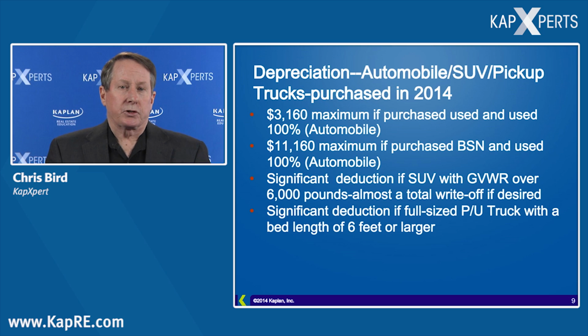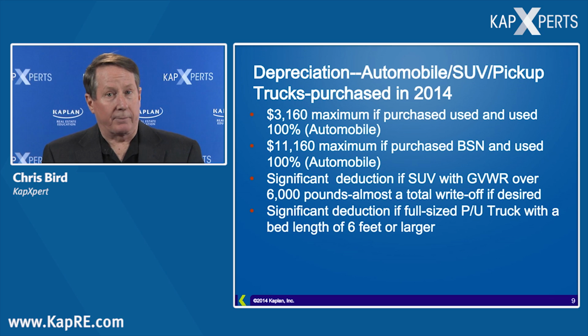The big deductions come with the heavy SUV. That is a sport utility vehicle with a gross vehicle weight rating in excess of 6,000 pounds, which you will find on the production plate on the driver's side door jamb or hinge side of the door. It's there, all right? And there's even a larger deduction if it is a used or new pickup truck, and I'm going to show you all the numbers here.